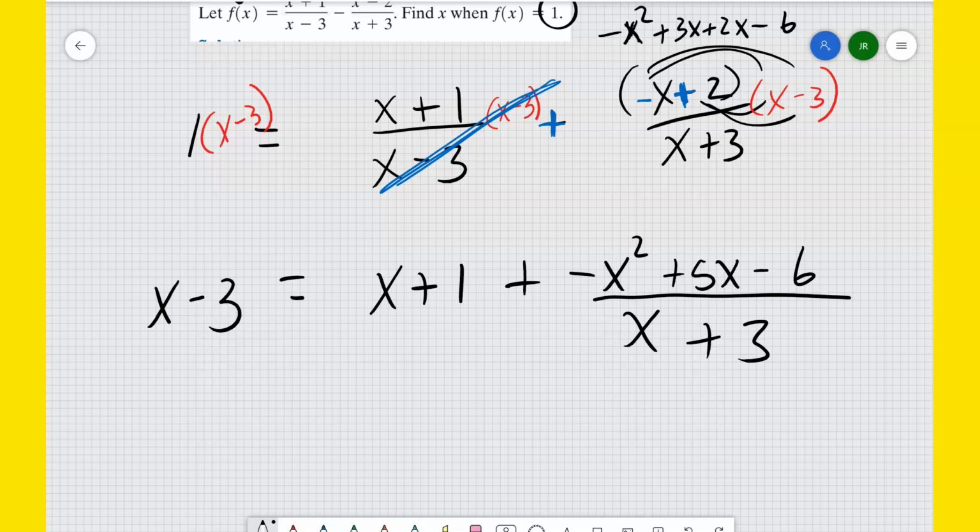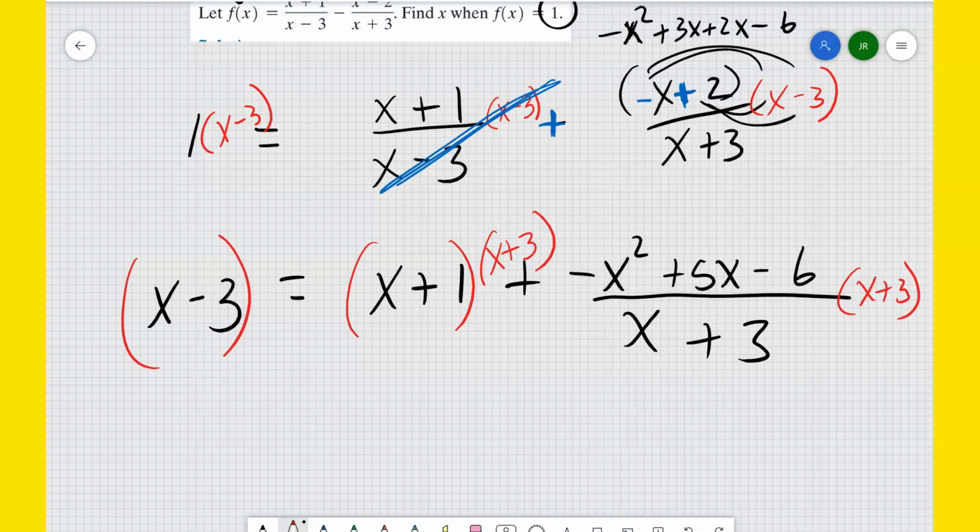So now I have to get the x plus 3 off the bottom. So I'm going to multiply this whole term by x plus 3. And probably the easiest way to multiply the other terms by x plus 3 is to just put that x plus 1 in parentheses and multiply it by x plus 3 by distributing. And the same thing here, put that x minus 3 in parentheses and multiply it by x plus 3 by distributing. Okay, so the x plus 3 cancels here.